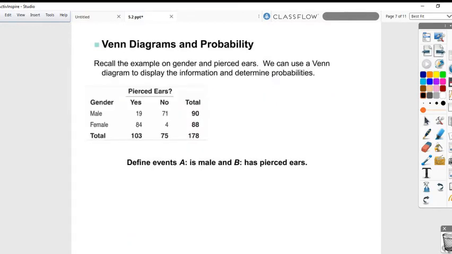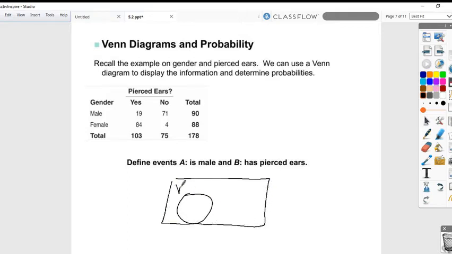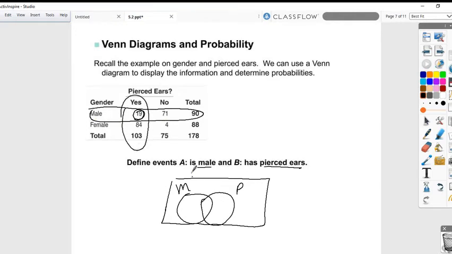Okay, so let's go back to the pierced ears one and look at it as a Venn diagram. I'm going to make a Venn diagram, where A is male and B is pierced ears. I'm going to look at this table and see how many I have that are both male and also pierced ears. Do you see that right there? That's that 19. That's going to go here. That's your overlap of 19.